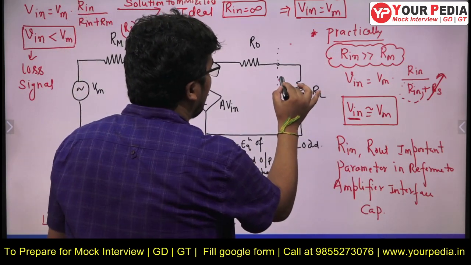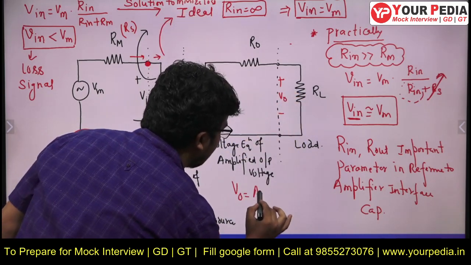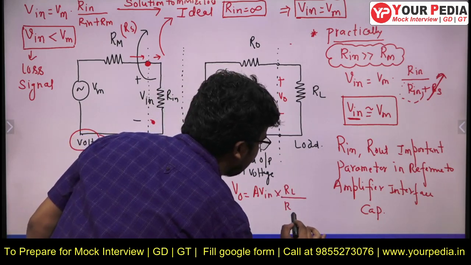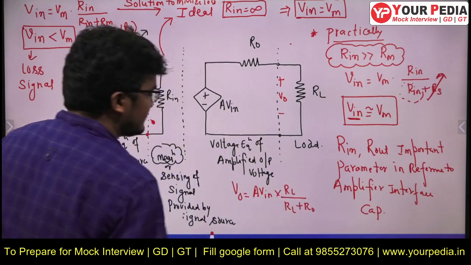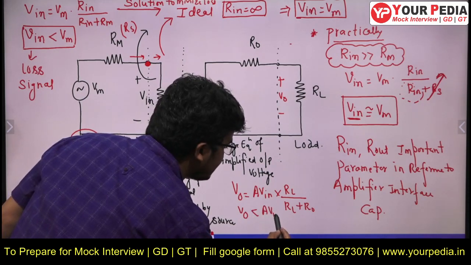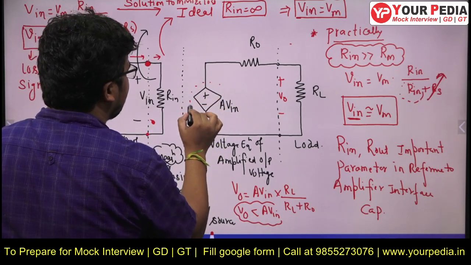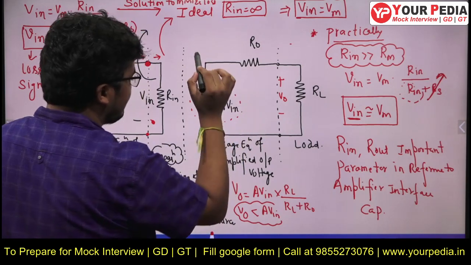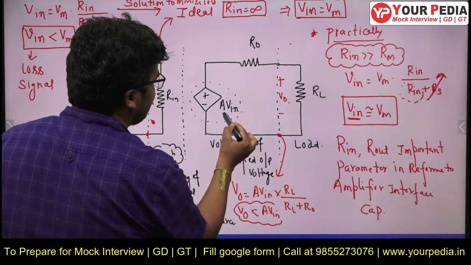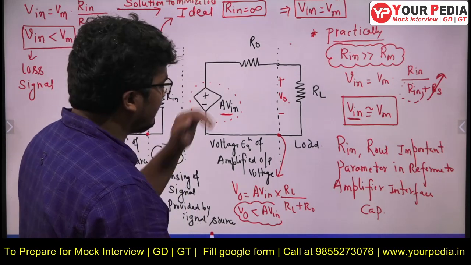So if I talk about the output voltage here, what will that be? Tell me. V out will be equal to A V in multiplied by RL upon RL plus R naught. Again you can see V output is less than the actual amplified voltage provided by the amplifier. This was the actual amplified voltage, but at this coupling the output voltage is less than this. It means there is some loss. We are losing some gain which was actually provided by the amplifier.